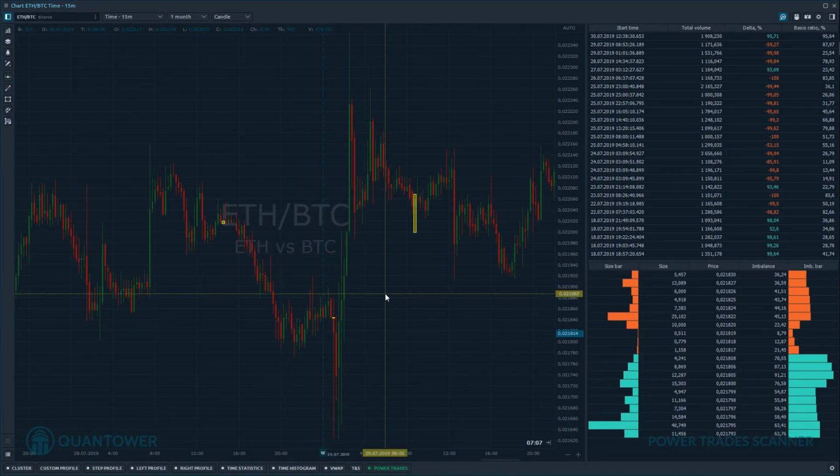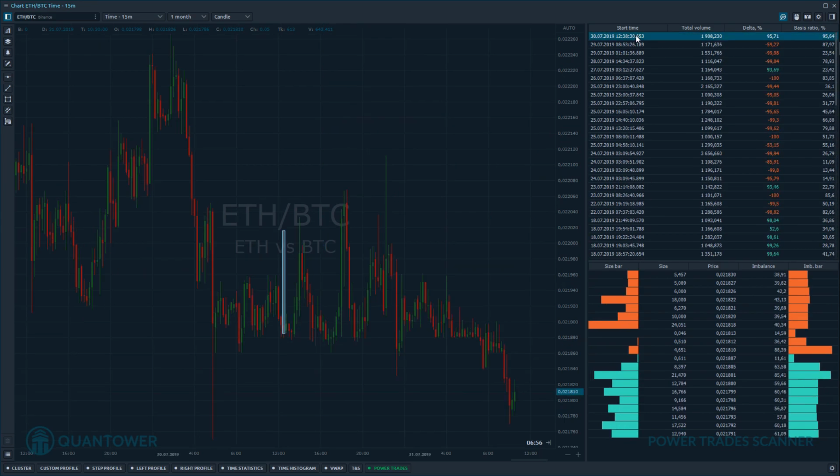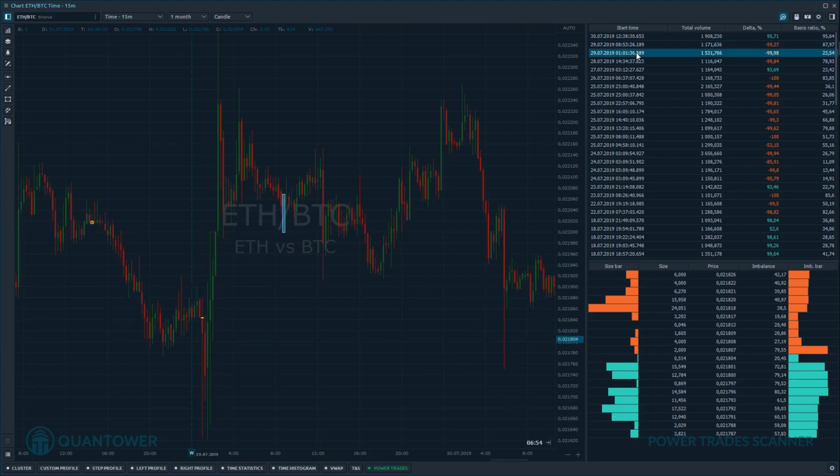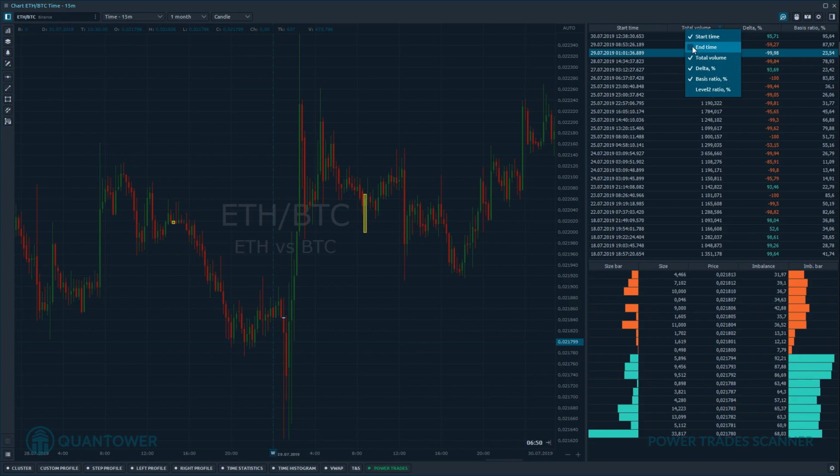I'd like you to pay attention to the right part of the screen here, where we can see a table that contains all the found results. And by clicking on a row, the chart will automatically focus on and highlight the selected zone. Also, you can manage the columns' visibility by clicking on the header and specifying the particular columns.